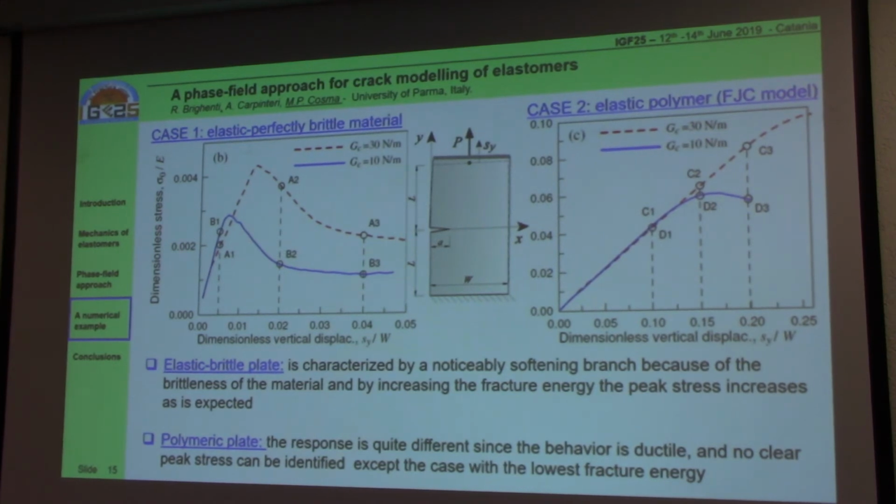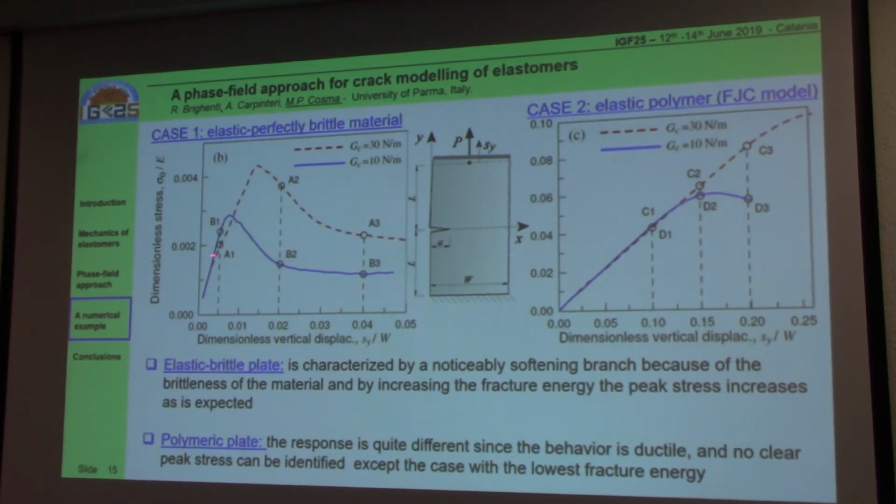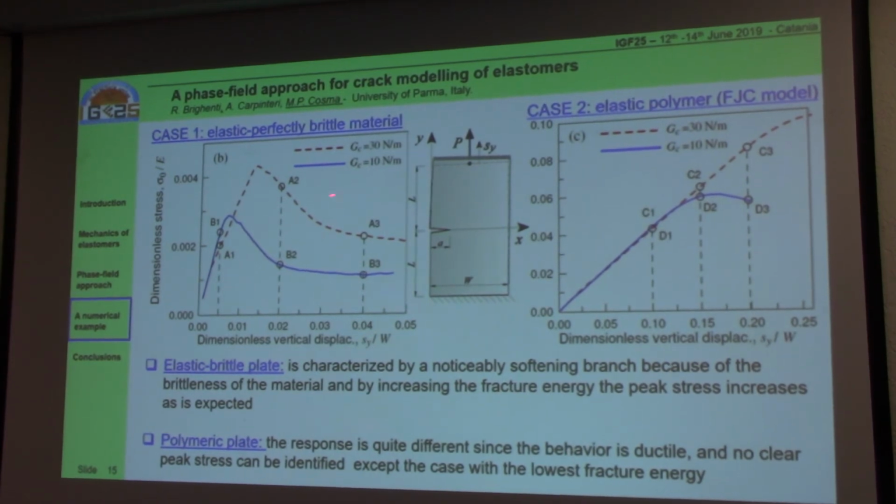Here we can see the dimensional stress versus dimensional vertical displacement for the case of the elastic perfectly brittle material. As is expected, by increasing the fracture energy, there is an increase, of course, of the peak load, while for the case of the elastic polymer, the peak is almost not clear, at least for the small value of the fracture energy.